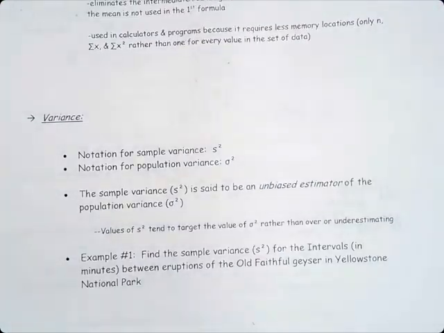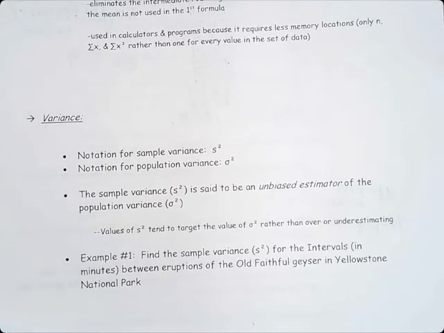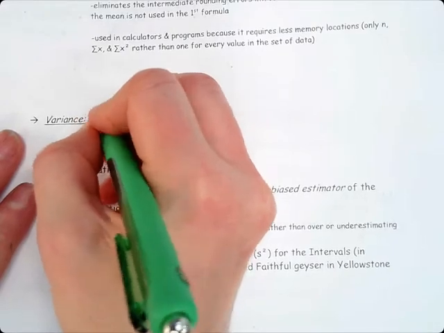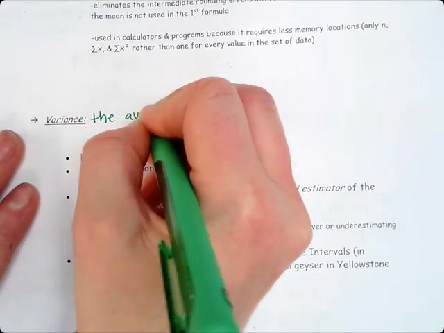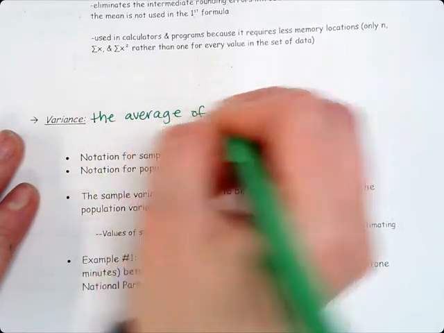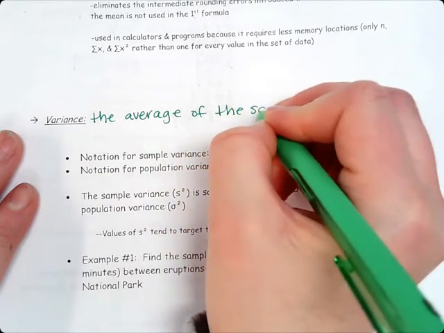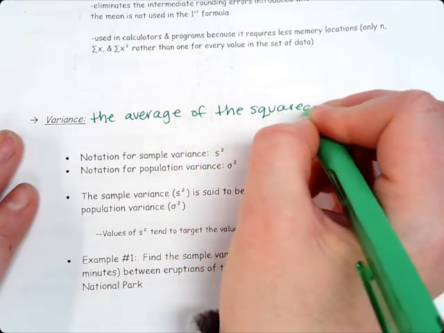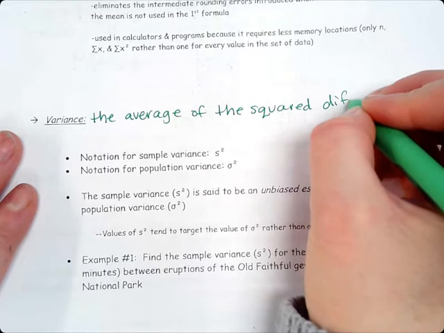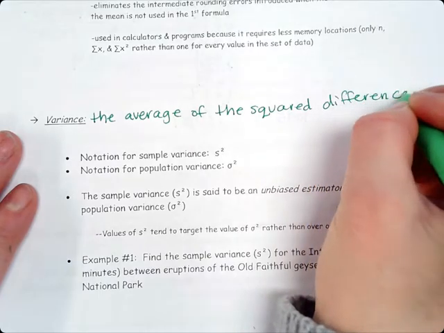Okay, variance is our next information or vocab. The variance is the average of the squared differences from the mean.